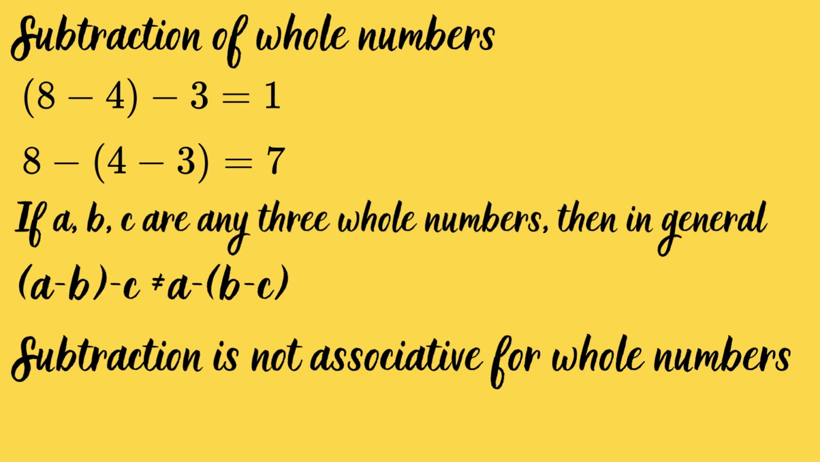So, if A, B and C are any three whole numbers, then in general, (A minus B) minus C is not equal to A minus (B minus C). Thus, subtraction is not associative for whole numbers.